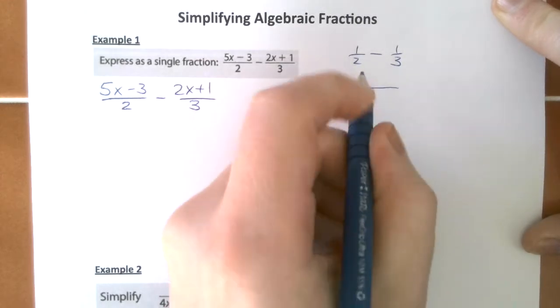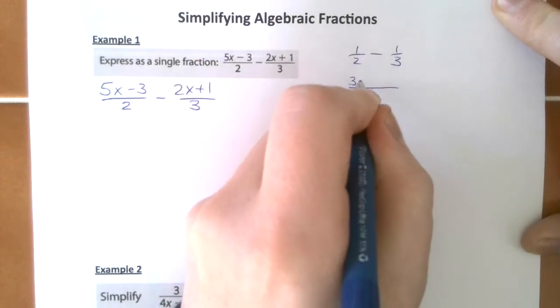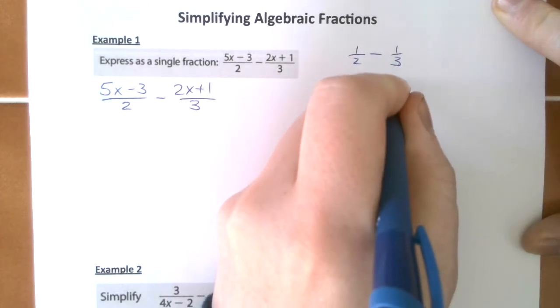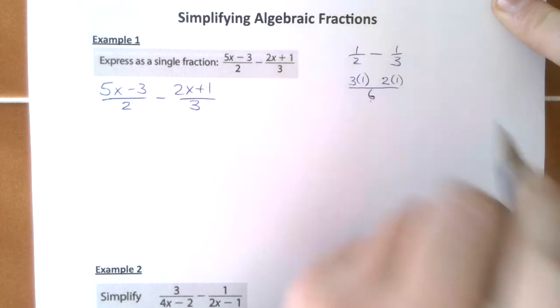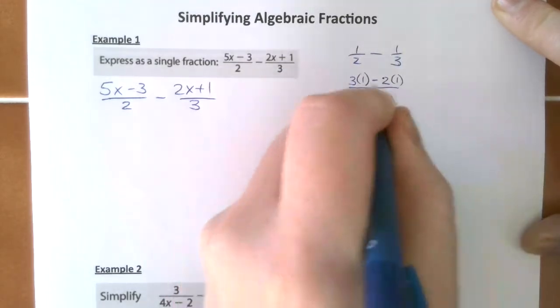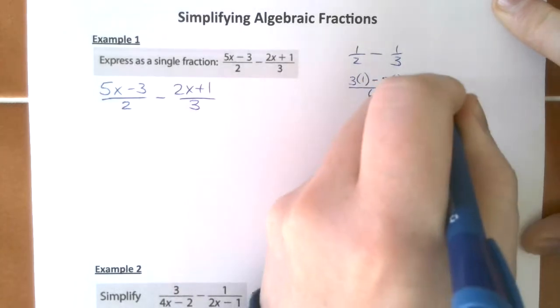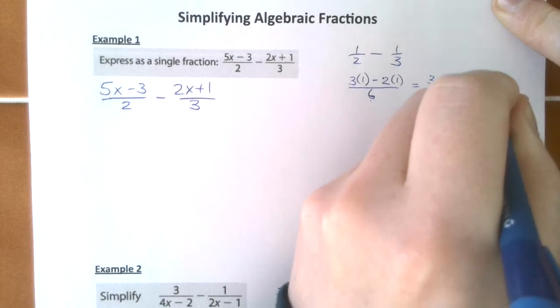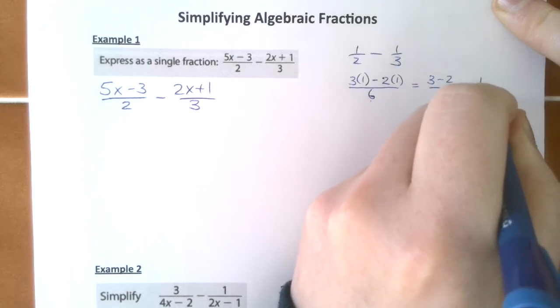2 divides into 6 3 times, and then it's going to be 3 times 1. 3 divides into 6 2 times, and then it's going to be 2 times whatever number is in the top. And don't forget your minus sign in the middle. The next step then is going to be 3 times 1, which is 3, minus 2 times 1, which is 2, and that's all over 6. And then 3 minus 2 is 1 over 6.